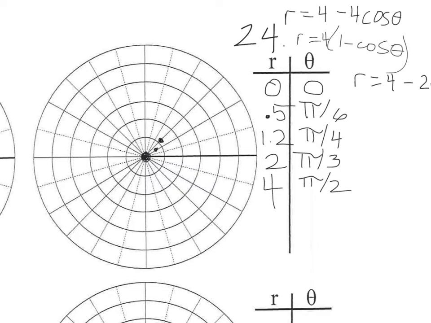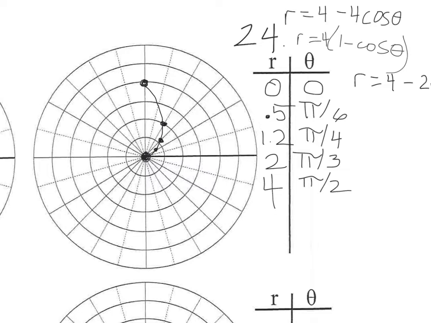Pi over 3, comma 2. So I'm going to rotate to the pi over 3 and go out 2, put us right there. And then pi over 2, 4. I'm going to rotate to pi over 2 and go out 1, 2, 3, 4. And that's what we have so far. We kind of have this curvy fashion going like this.